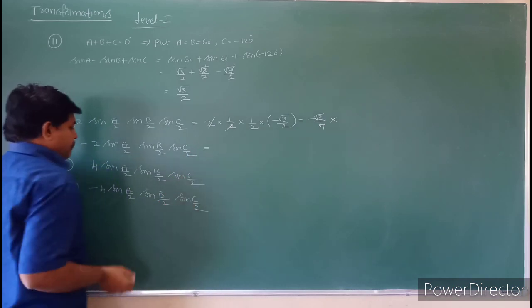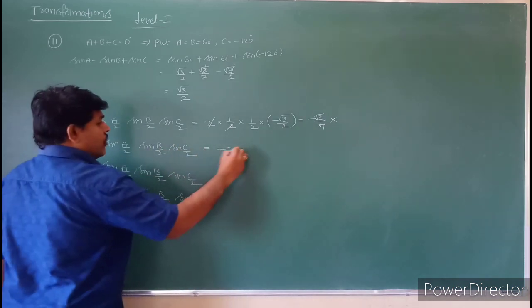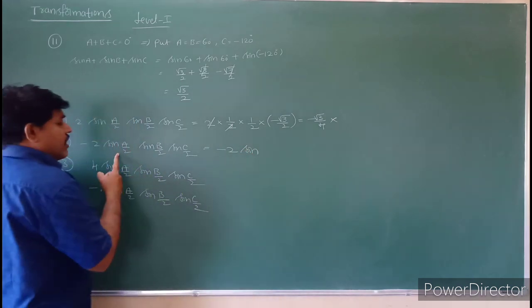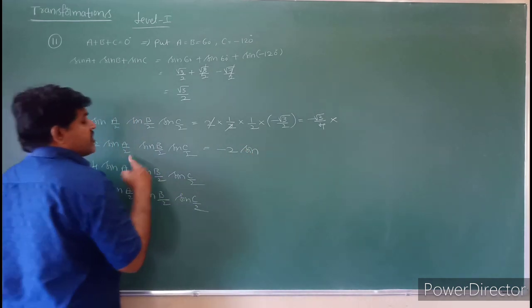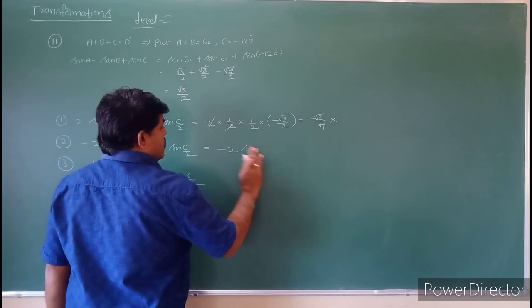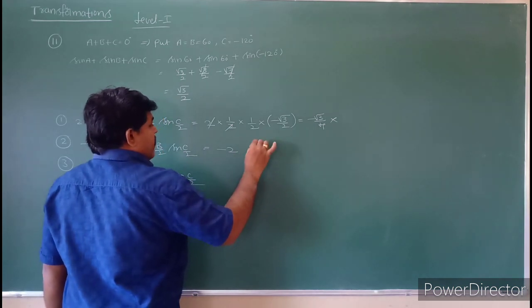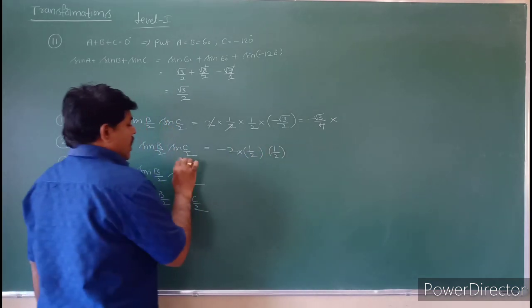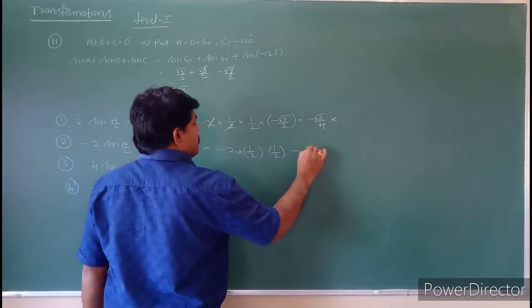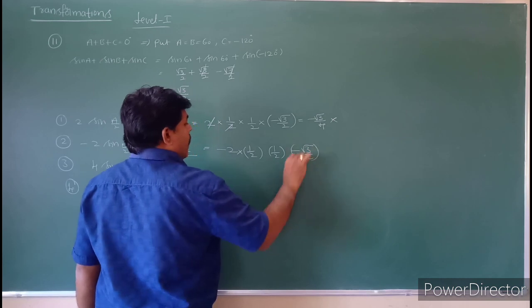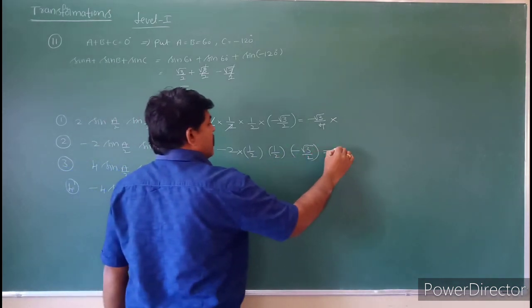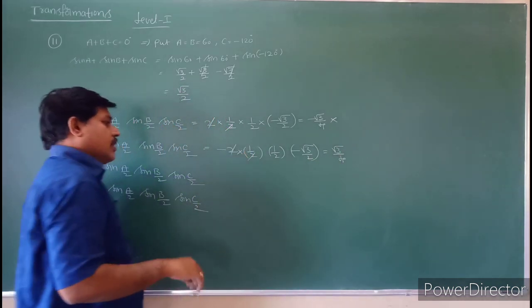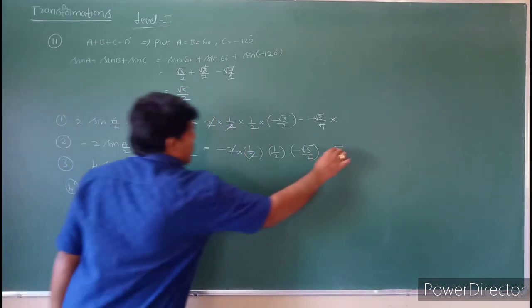So see the next one. Minus 2 into sin of A by 2. A by 2 value is sin 30, and sin 30 value is 1 by 2. And sin C by 2 is minus root 3 by 2. So minus of minus is plus, and it will become root 3 by 4, as 2 will be cancelled. So root 3 by 4, it is not the option.